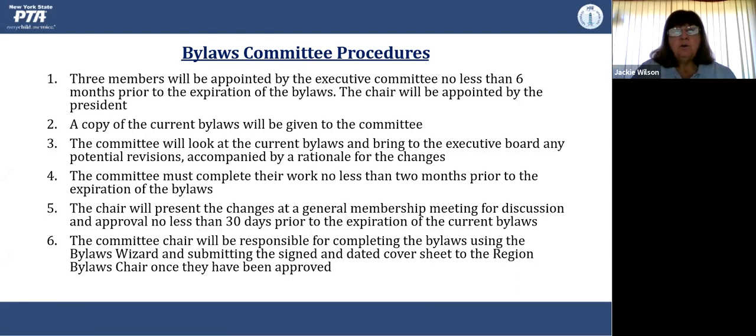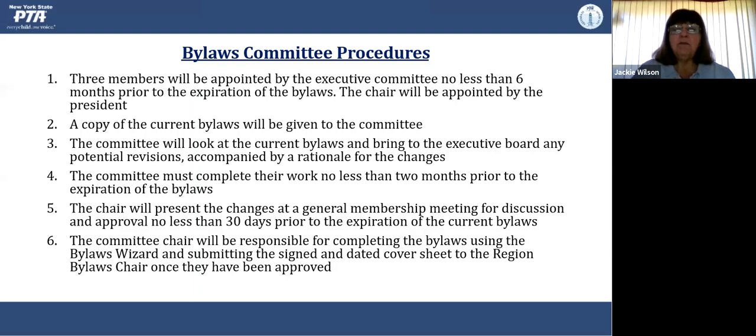So let's say your dues are currently $5 and you realize that the $5 is not really covering a lot of the expenses that you need. So you believe that you should raise them to $7. And that's possible. A committee could look at that and say, we want to raise the dues to $7. But they should give a rationale for the change. Why are we changing it to $7?